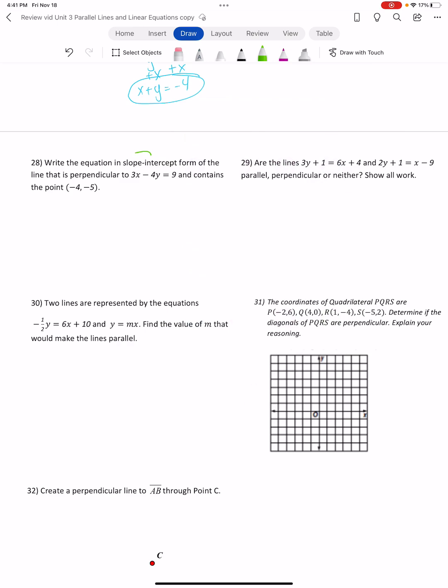Next one, slope-intercept form. It's perpendicular to this line, so it's 3x minus 4y is equal to 9. Subtract 3x from both sides. -4y is equal to -3x plus 9. Divide by -4. Y is equal to 3/4 x plus 9 over -4. So the slope of the line that I'm trying to find is going to be -4/3.